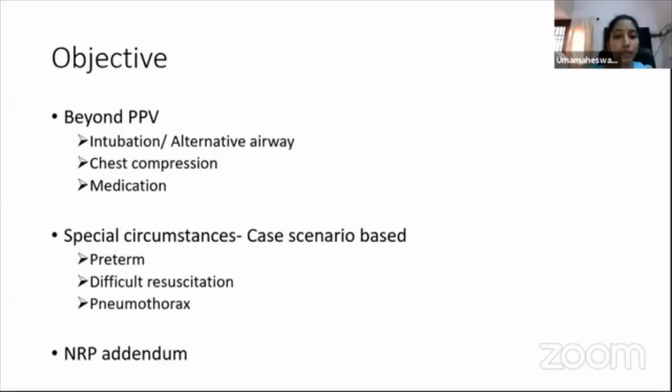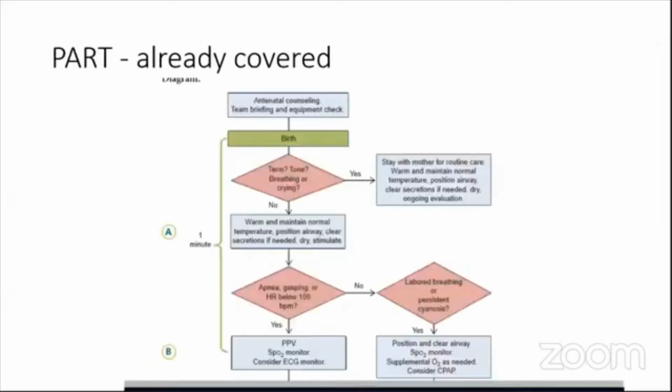So my objective would be to cover a few things beyond positive pressure ventilation, namely intubation, alternate airway, chest compression, and medication, and also cover some of the special circumstances on a case scenario basis: preterm, difficult resuscitation, and pneumothorax. And on and off, I would include some of the NRP addendum laid down by IAP in NRP together, which suits our Indian scenario.